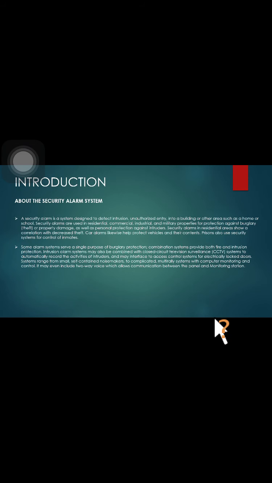So, what is a security alarm? It's a system designed to detect intrusion, unauthorized entry into a building or other areas such as home or school. Security alarms are used in residential, commercial, industrial, and military properties for protection against burglary or property damage. Some alarms serve a single purpose of burglary protection. Combination systems provide both fire and intrusion protection. Intrusion alarm systems may also be combined with closed-circuit television (CCTV) surveillance systems to automatically record the activities of intruders, and may interface with access control systems for electrically locked doors.